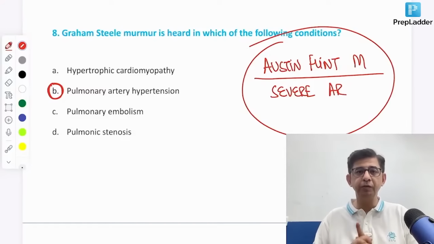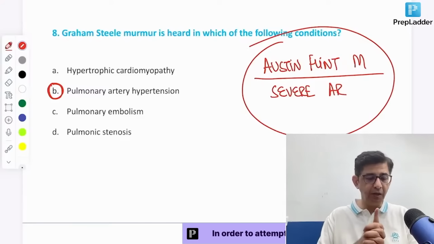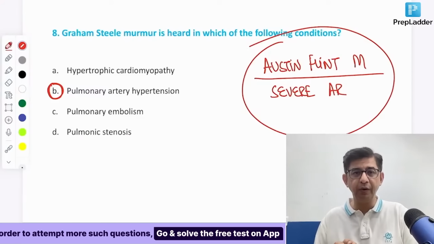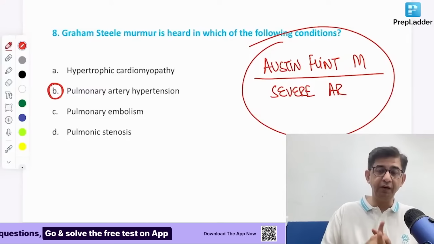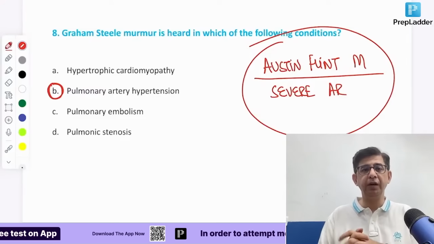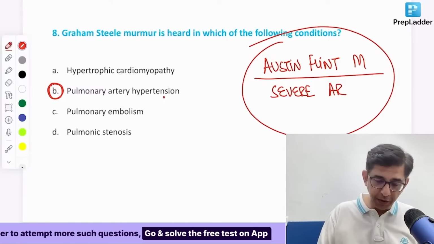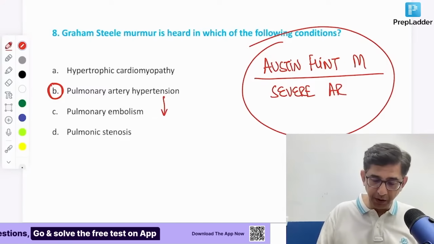Two classical names are to be remembered. Pulmonary artery hypertension, yeah, it is a severe pulmonary artery hypertension. You are perfectly right. And then severe will cause a mild pulmonic regurgitation. But here the main logic is that pressure is more. So that high pressure in the pulmonary artery will cause a pulmonic regurgitation.